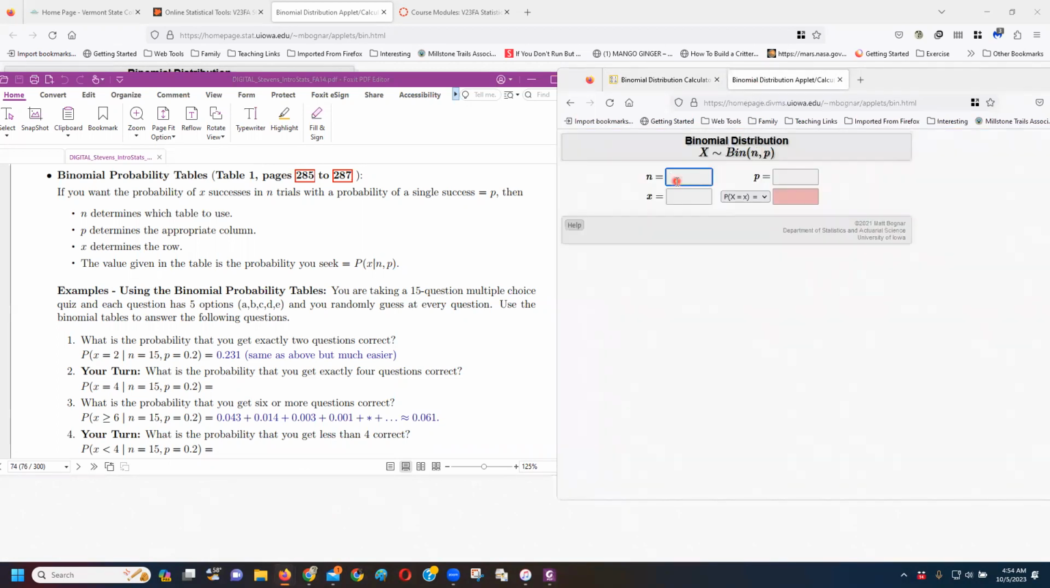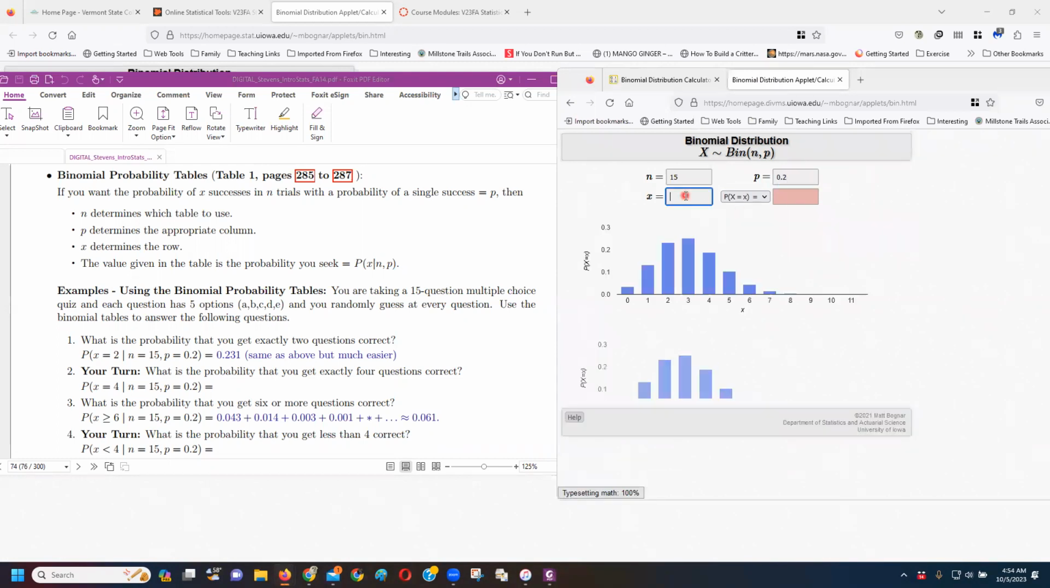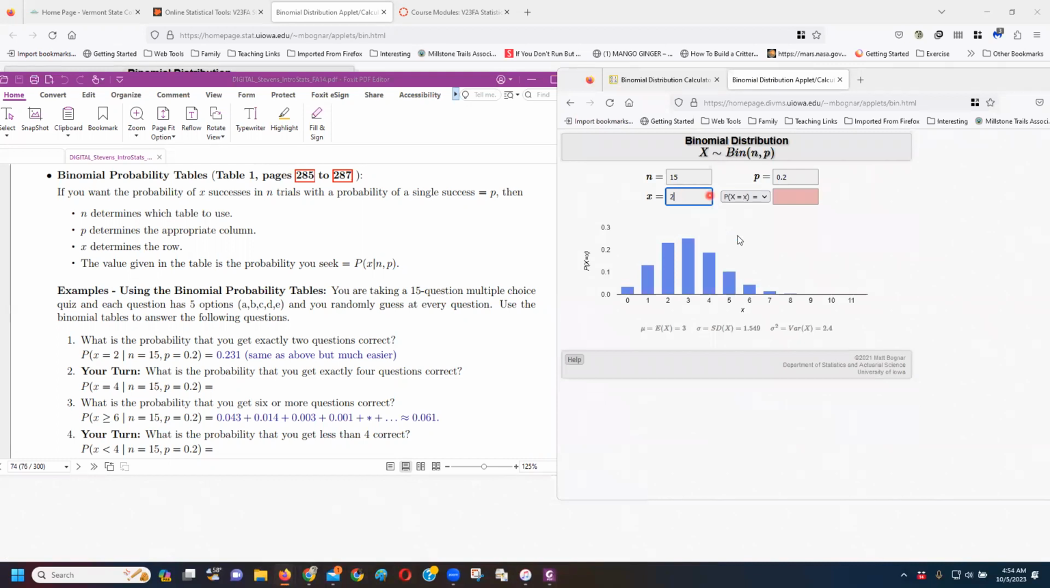So I got 15 questions. The probability of getting one right just by blind guessing is 0.2. And we want to know exactly 2. Okay, and so that's the answer. See, it does it for us, 0.023. So that's the probability, if there's 15 questions, of getting exactly 2 right, if 0.2 is the probability of guessing. So you see, this is a right-skewed distribution.